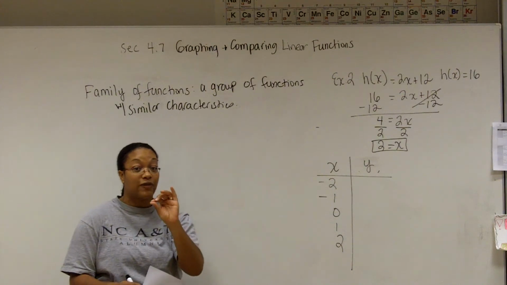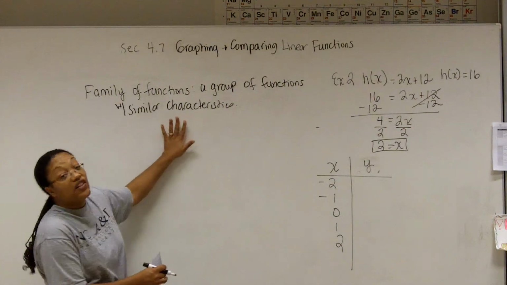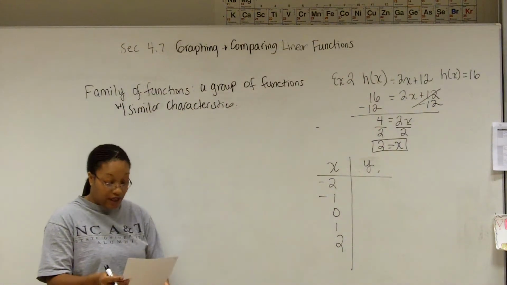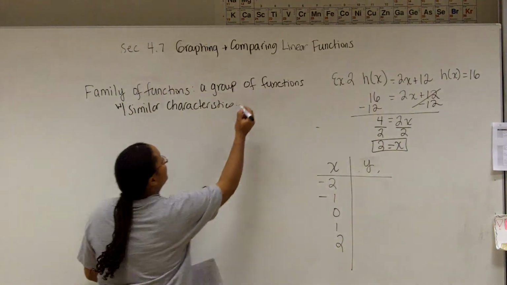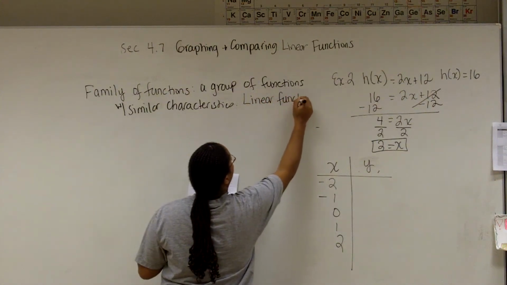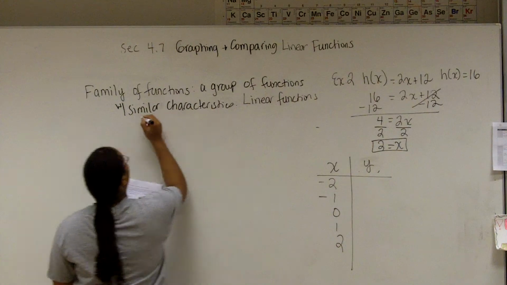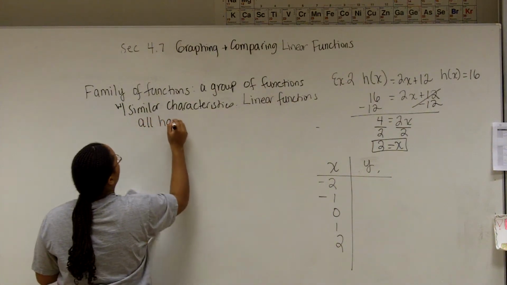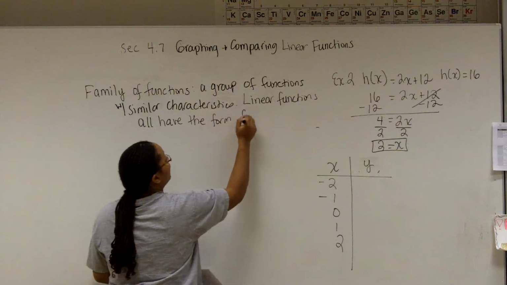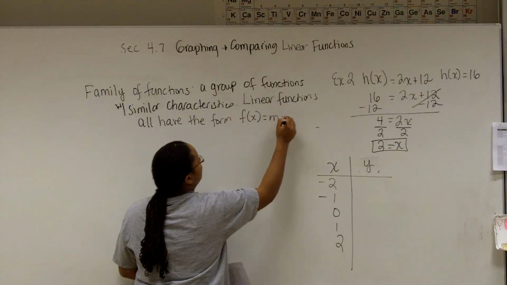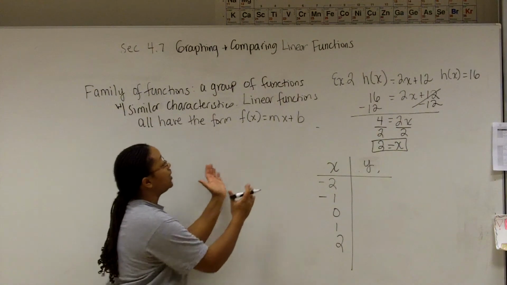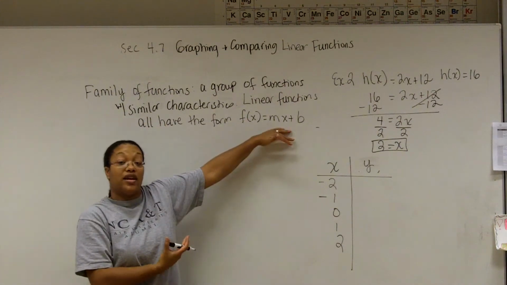Now there's several different types of families. We're going to stay in the linear family because the chapter is on linear functions. So your next sentence should say, linear functions all have the form f of x equals mx plus b. So you'll know that a function is a linear function because they're always going to look like this.